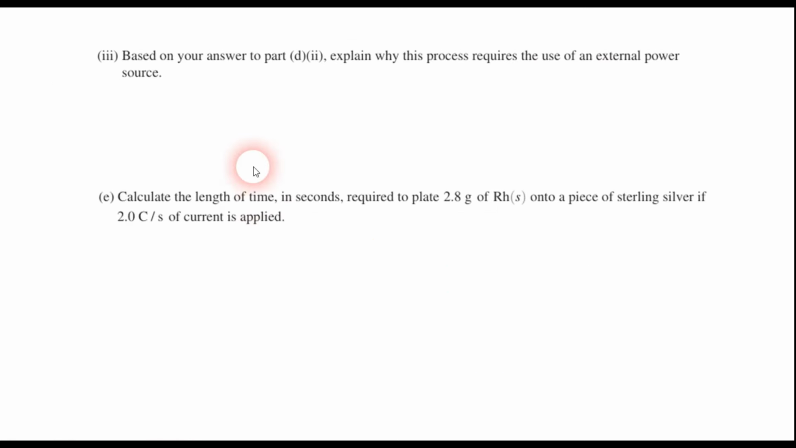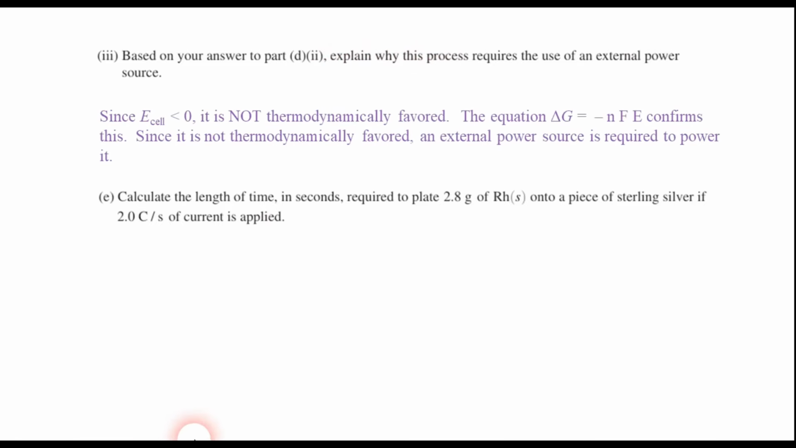Now, the next part actually kind of helps us go into that. In fact, it says, based on your answer to part D3, explain why this process requires the use of an external power source. Well, if we look at the E cell, it is a negative value, isn't it? So that tells us that this process is not thermodynamically favored. And if we're not sure about that, the equation delta G equals negative nFE will confirm that.